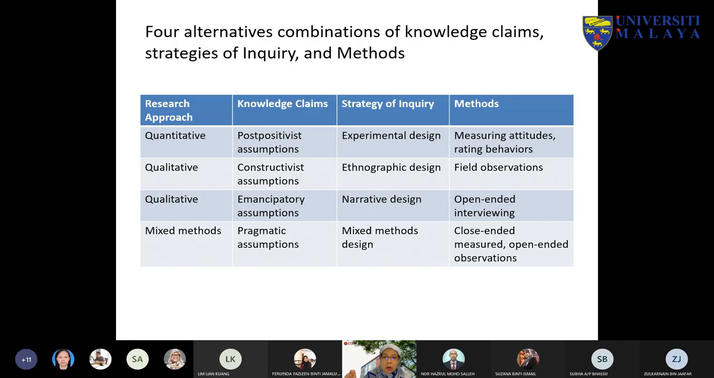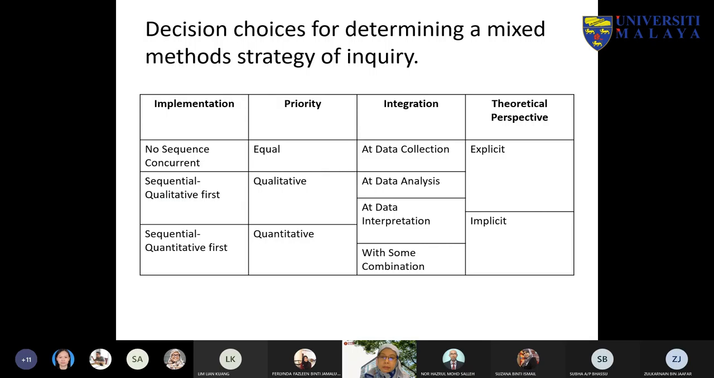According to Creswell, it might deploy ethnographic design, that means you observe. Or you can have a qualitative emancipatory assumption, that means you narrate your write-up, with open-ended interviewing. Or you have mixed methods, that means you need a more practical, emerging method, so you mix your data. It is a pragmatic assumption, meaning the method design combines closed and open-ended.